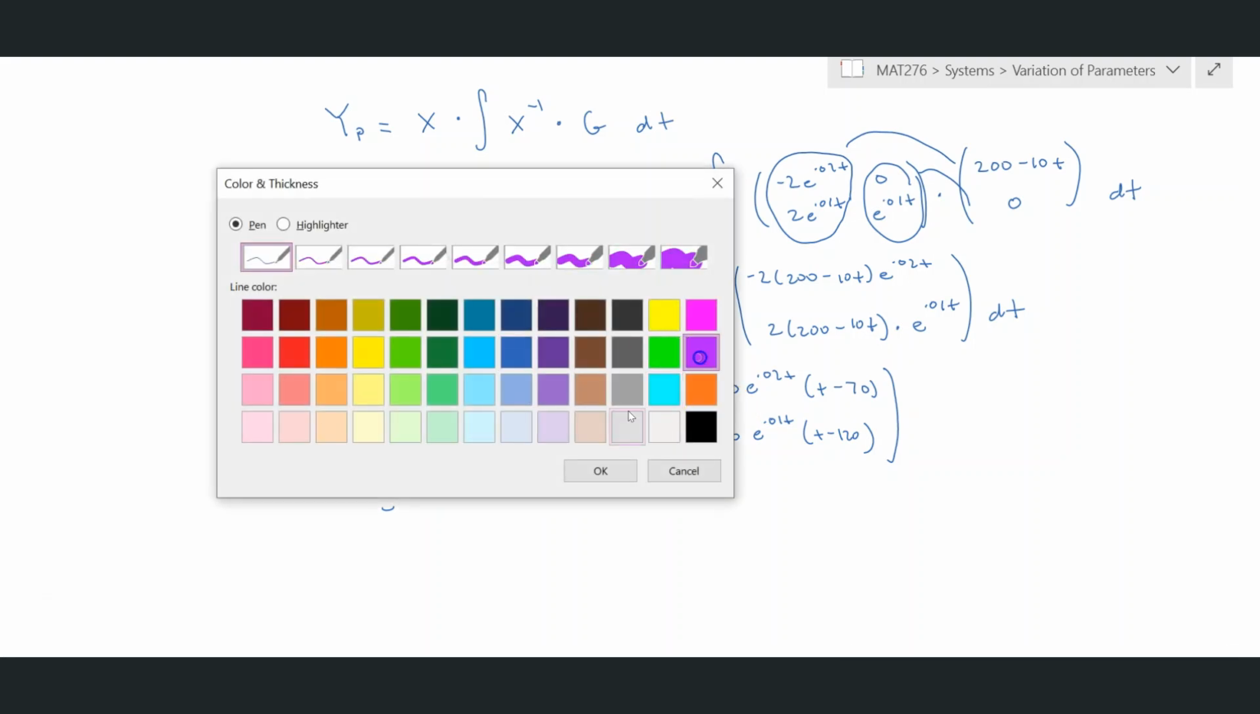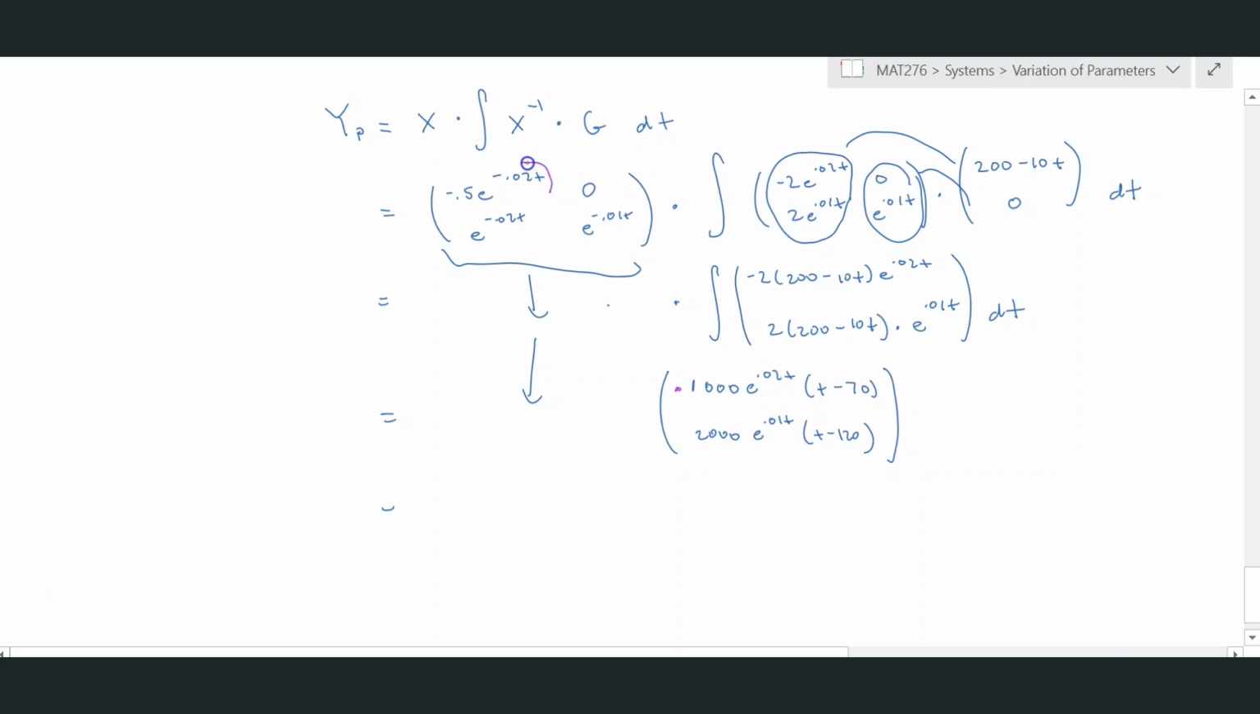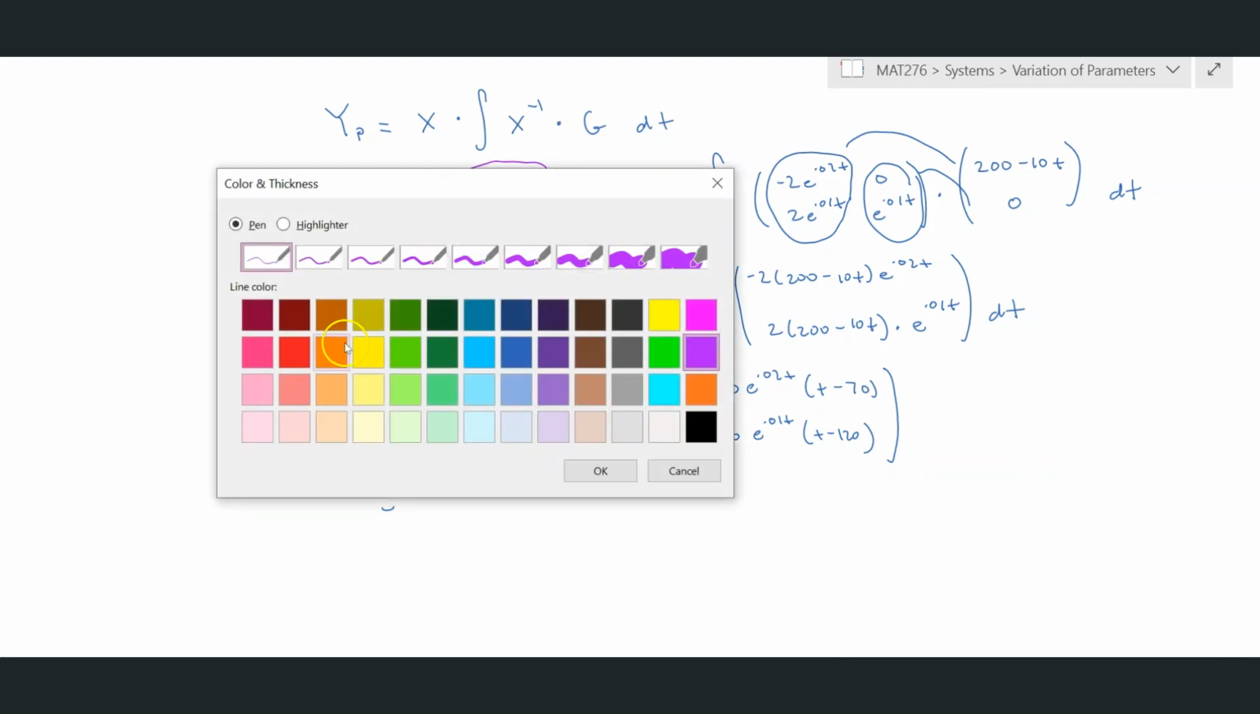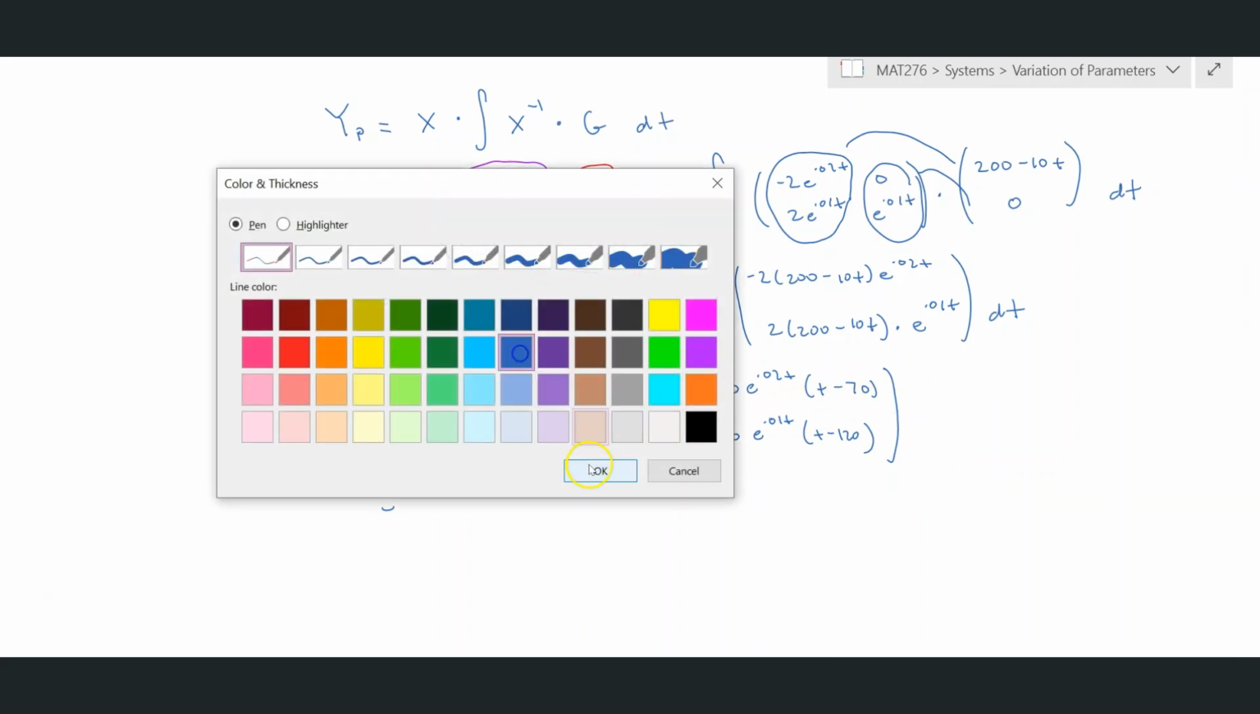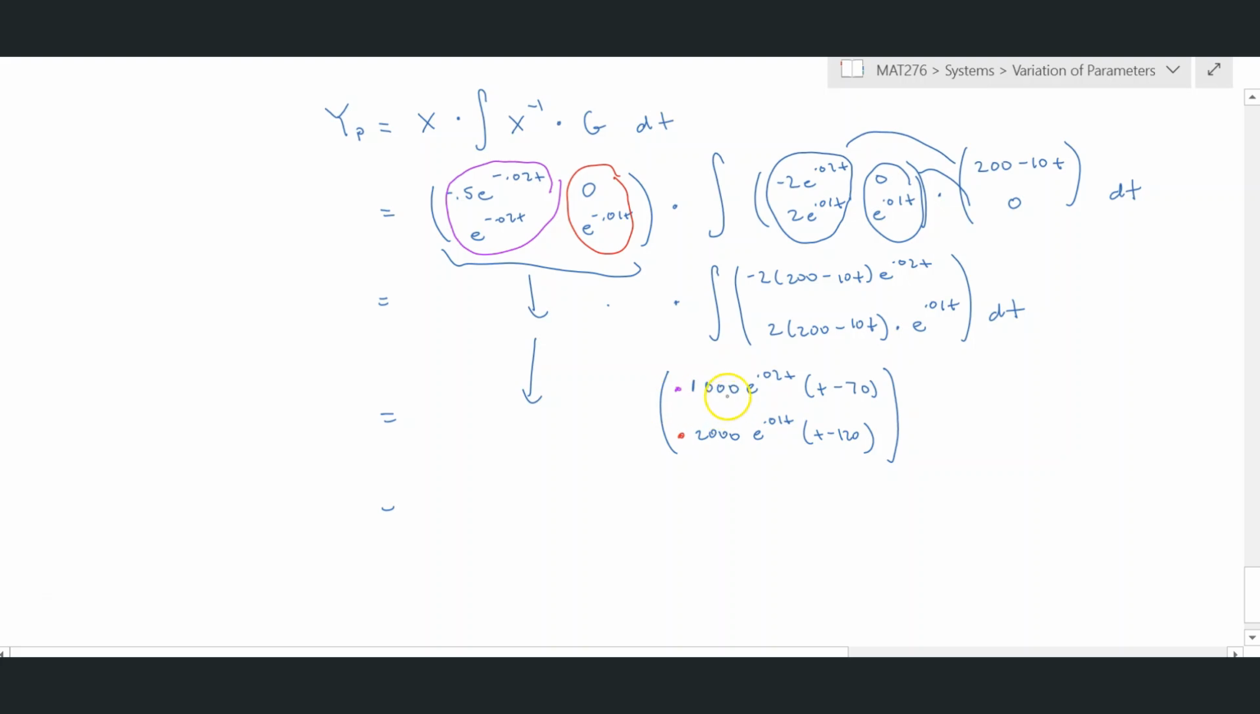And remember that the top component here is going to multiply this first column. The bottom component in our vector is going to multiply this second column right here. And then we add the results together. So let's go ahead and carry that out. If I multiply 1000 e to the 0.02t times t minus 70 times this first component of this column right here, 1000 times negative 0.5 will give us negative 500.